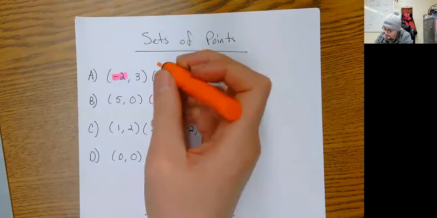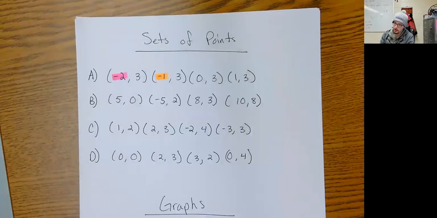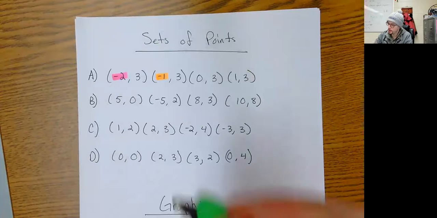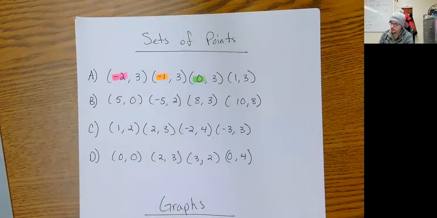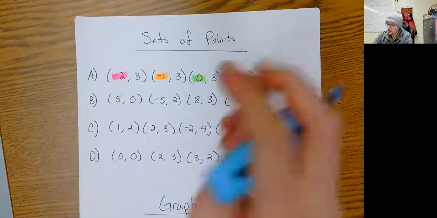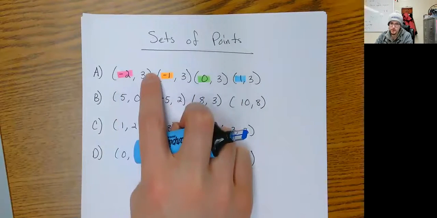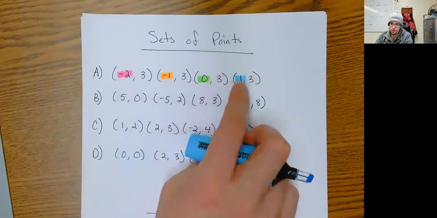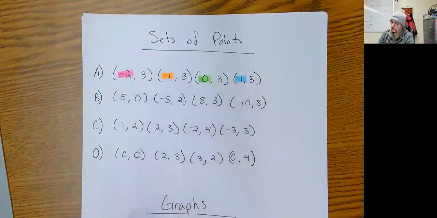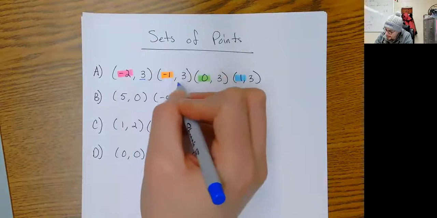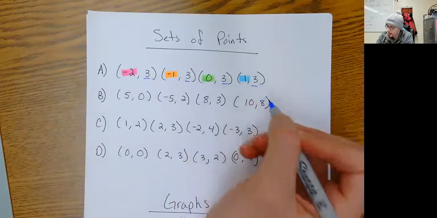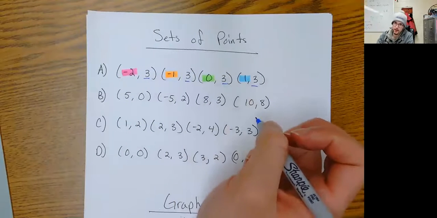We got an X value of -1, X value of 0, X value of +1. None of these X values are the same. -2 goes to 3, -1 goes to 3, 0 goes to 3, 1 goes to 3. It does not matter whatsoever that and that and that and that are all the same. It doesn't matter if the Y values are the same.